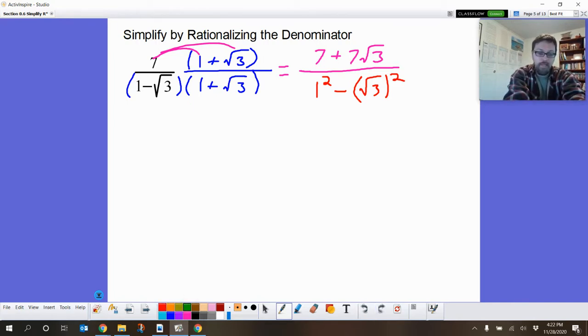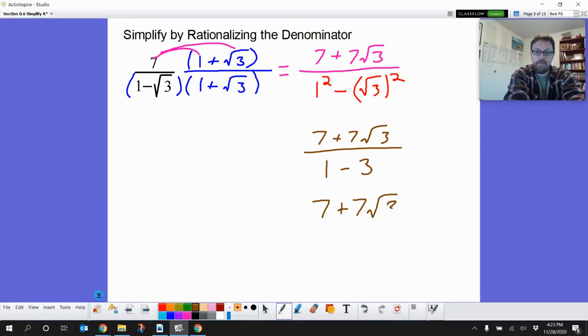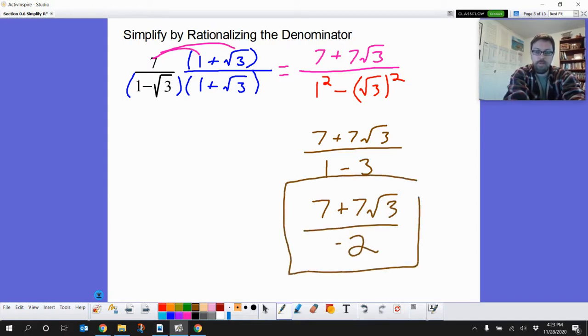So let's simplify. So the numerator is going to stay 7 plus 7 square root of 3. In the denominator, that 1 squared is 1 minus 3. So we get 7 plus 7 square roots of 3 over negative 2. Woohoo! Simplified.